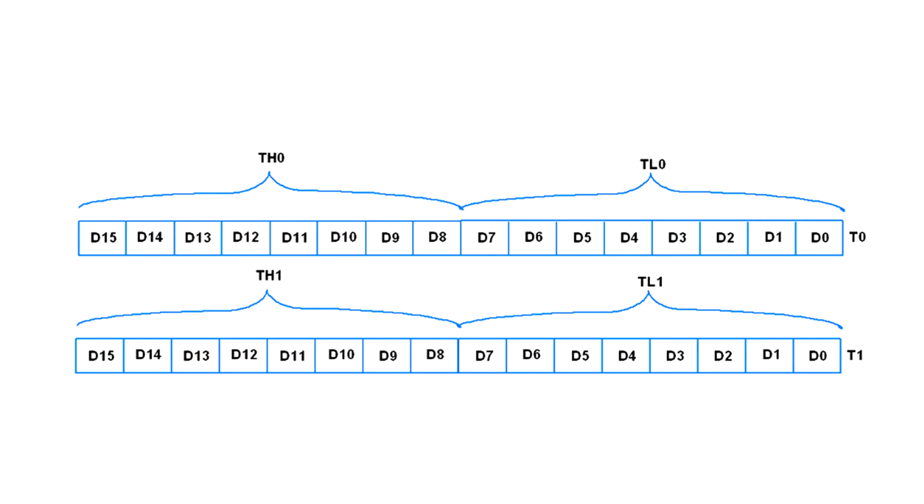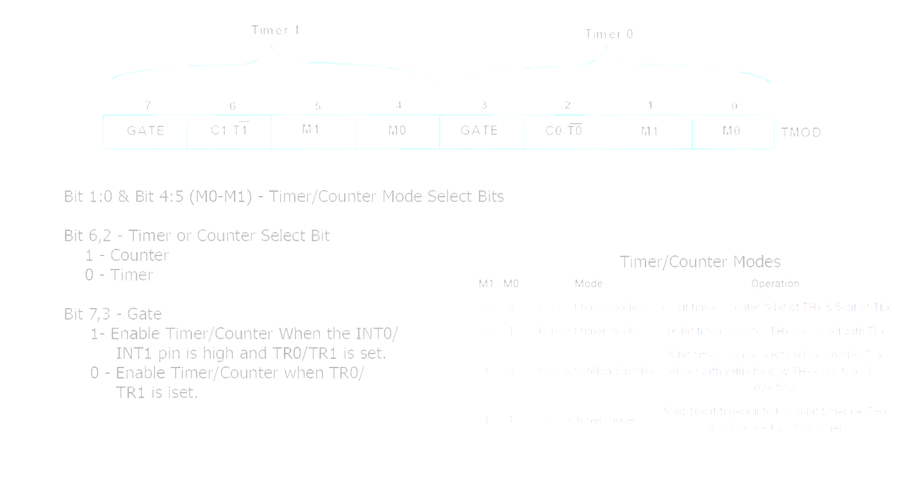The 8051 has two timers, timer 0 and timer 1. These timers are both 16-bit wide. Since we have an 8-bit architecture, each of these timers is accessed by two separate 8-bit registers, TH0 and TL0 for timer 0, and TH1 and TL1 for timer 1.